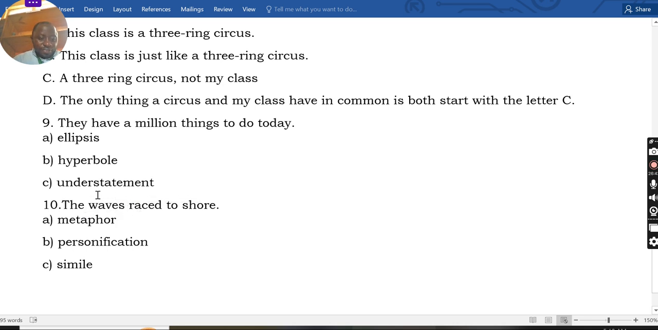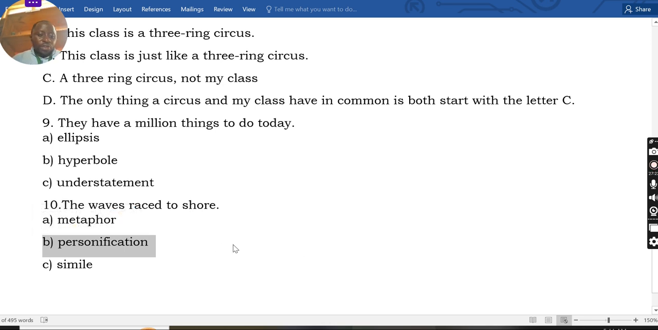Now, the waves have been personified because waves have been given qualities of a human being, as if the waves have legs, they can run, they can race. Okay, so in this case, it is no longer a metaphor, it is no longer simile, but instead it is personification. So the best answer here is personification.